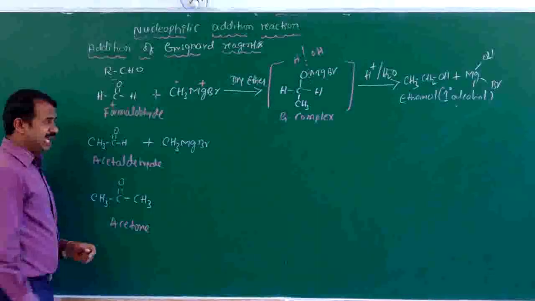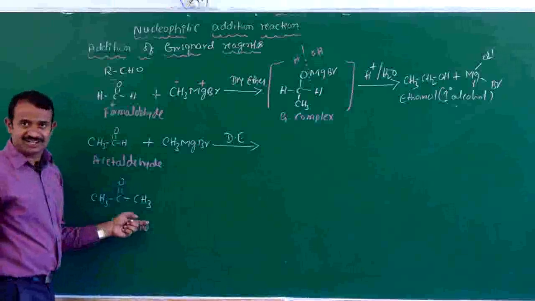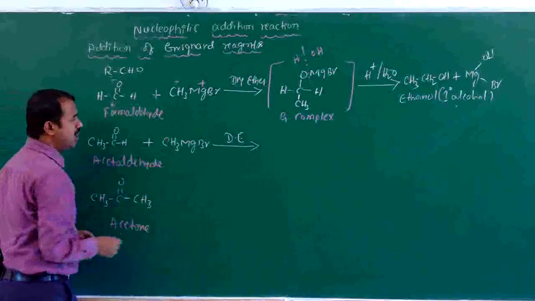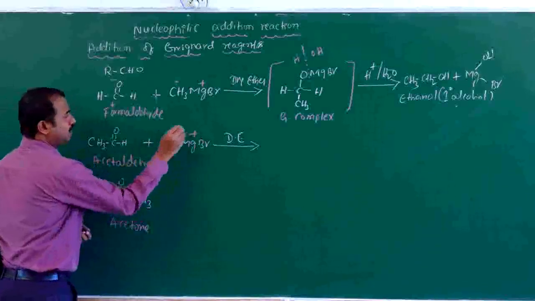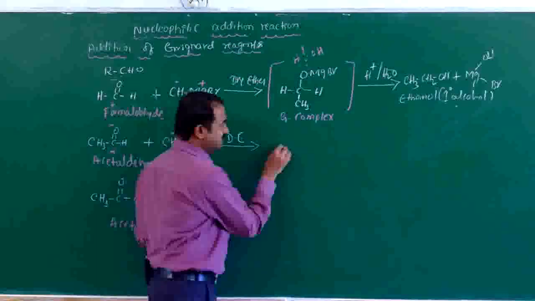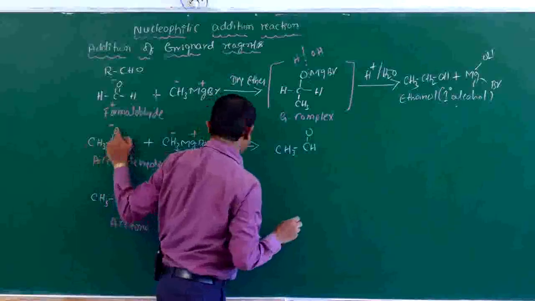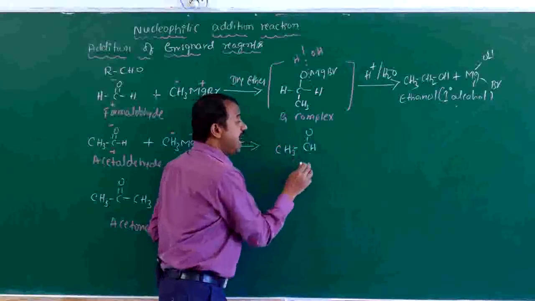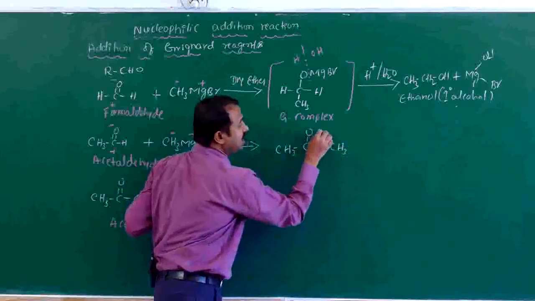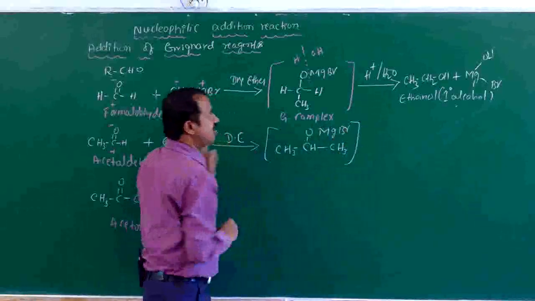Acetaldehyde reacts with methyl magnesium bromide in the presence of dry ether. Here also a complex is formed, a Grignard complex. Here MgBr is positive and CH3 is negative, and the carbon is positive and oxygen is negative. The product is CH3CHO with CH3 attached to the carbon and MgBr on the oxygen. This is called the Grignard complex.